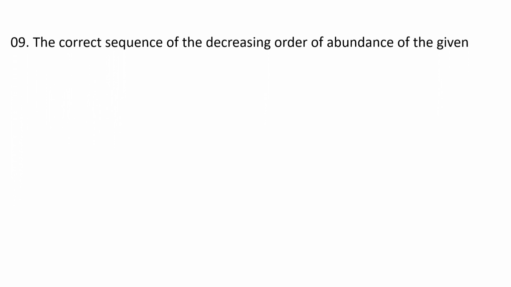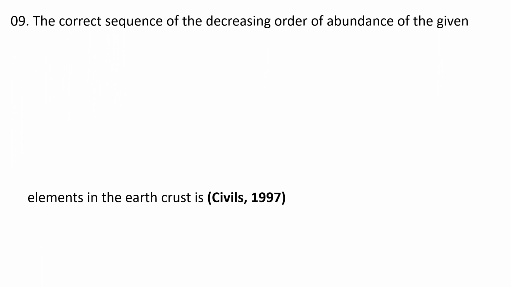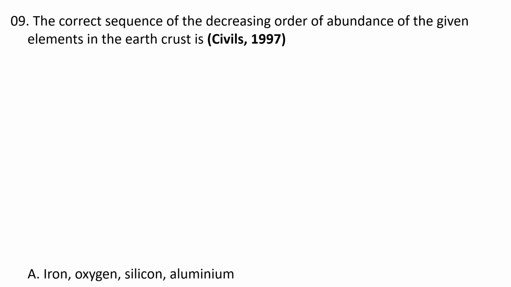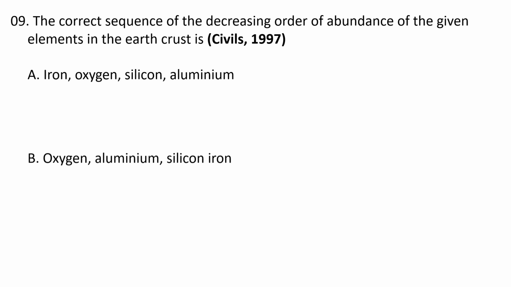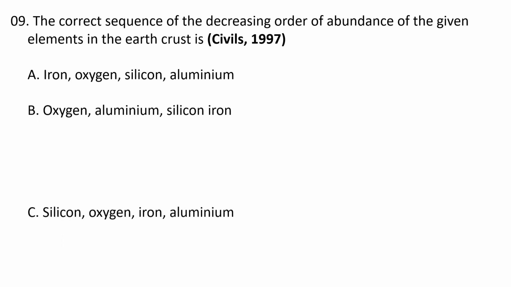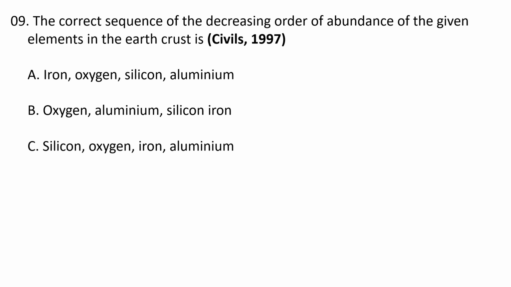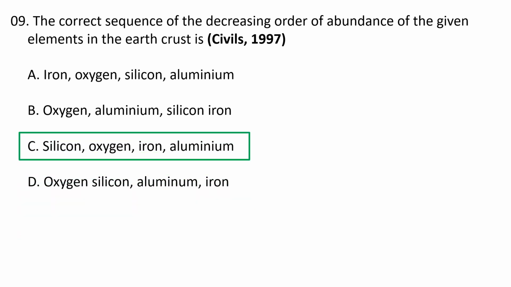Next question. The correct sequence of the decreasing order of abundance of the given elements in the Earth's crust is A. Iron, oxygen, silicon, aluminium, B. Oxygen, aluminium, silicon, iron, C. Silicon, oxygen, iron and aluminium, and D. Oxygen, silicon, aluminium and iron. Correct answer is C. Silicon, oxygen, iron and aluminium. So silicon is the most abundant element in the Earth's crust, next is oxygen, next is iron, next aluminium. So that's why here, for the decreasing order, we have to choose this.